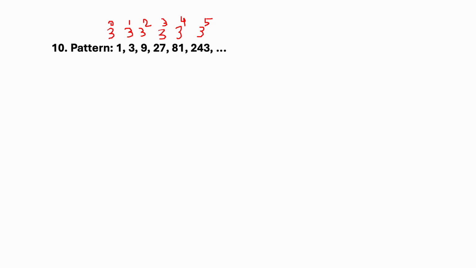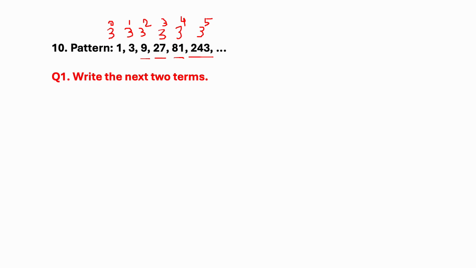Then 3 raised to 1, 3. 3 raised to 2, that means 3 into 3, it is 9. 3 raised to 3, 3 into 3 into 3, 27. 3 raised to 4, 3 into 3 into 3 into 3, that is 81. 3 raised to 5, 3 into 3 into 3 into 3 into 3, 5 threes. So, 243.